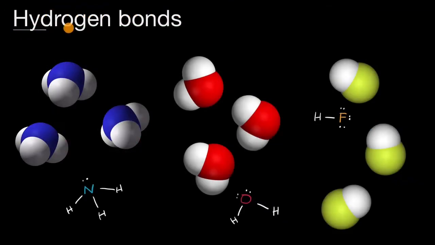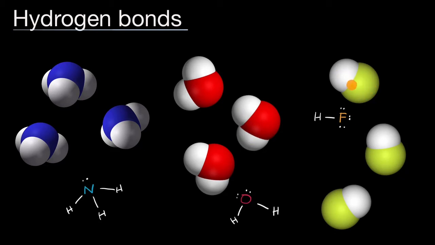Let's talk about hydrogen bonds. Depicted here, I have three different types of molecules. On the left, I have ammonia. Each ammonia molecule has one nitrogen bonded to three hydrogens. In the middle, I have something you're probably very familiar with. In fact, you're made up of it, which is water. Each oxygen is bonded to two hydrogens. And then here on the right, I have hydrogen fluoride. Each fluorine is bonded to one hydrogen.